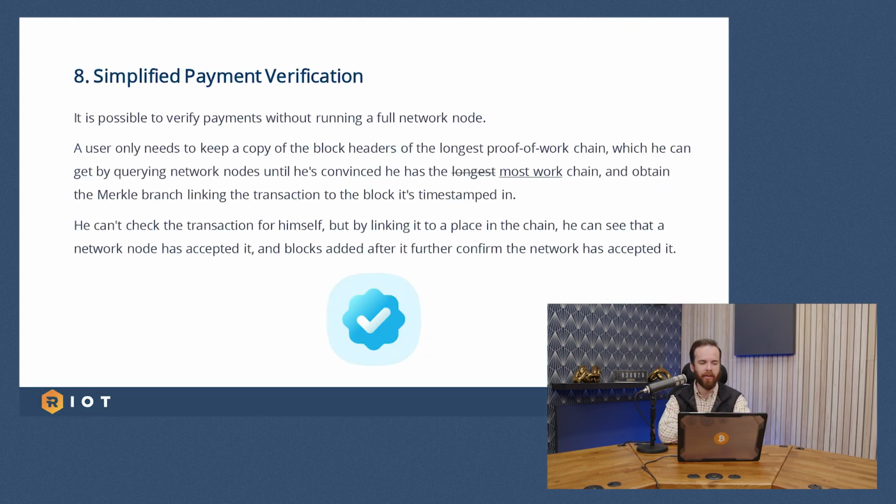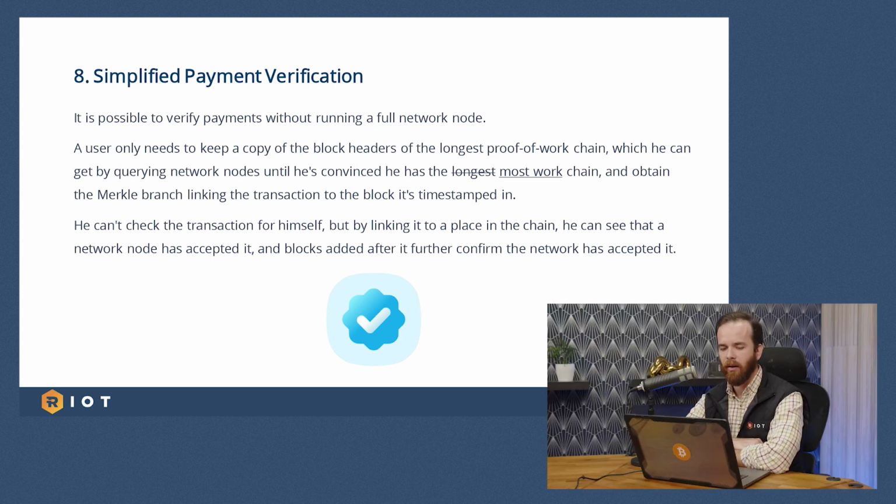The next section was about another innovation that Satoshi suggested, which is to use simplified payment verification, SPV. So he said it's possible to verify payments without running a full network node. I think it's notable here that he uses the terminology network node because he's already understanding that there's an unbundling here, which is that you have a mining node and then you have a network node. And a network node is just about verifying and participating on the peer-to-peer network, whereas a mining node is actually doing the proof of work. And now we just call those mining rigs.